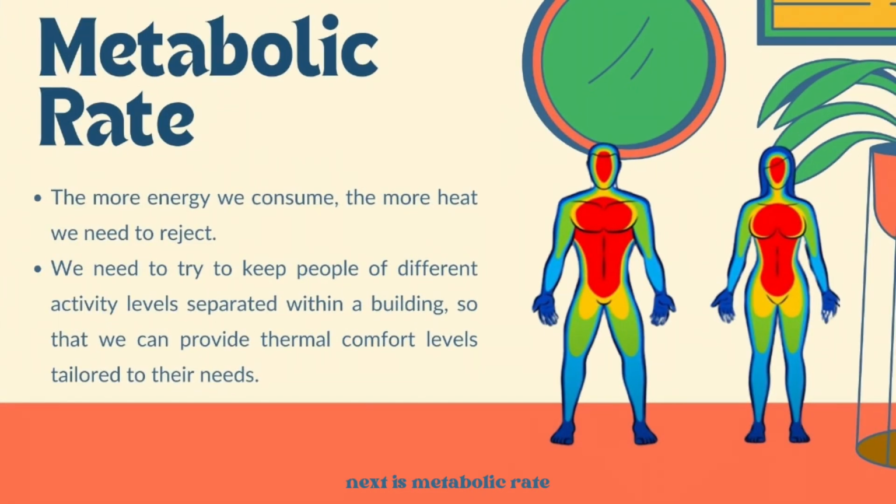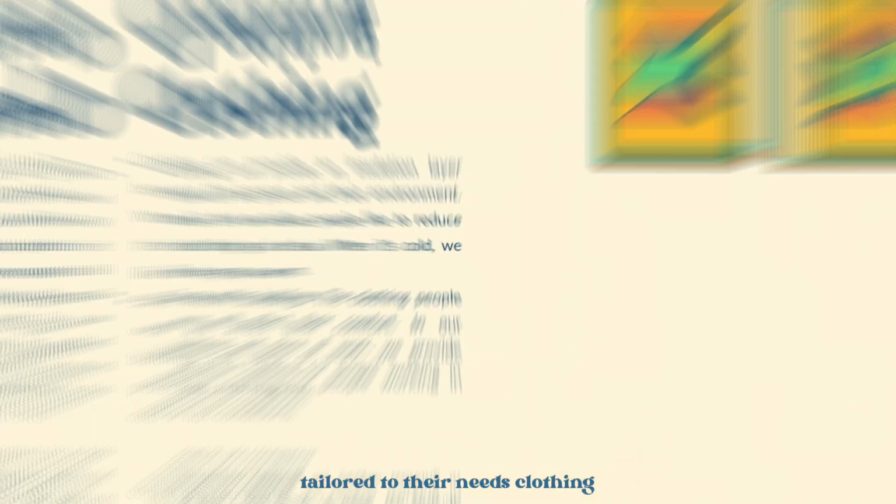Next is metabolic rate. This is how much energy our bodies will burn, and it's mostly associated with a person's level of activity. The more energy we consume, the more heat we need to reject. We need to try to keep people of different activity levels separated within a building so that we can provide thermal comfort levels tailored to their needs.